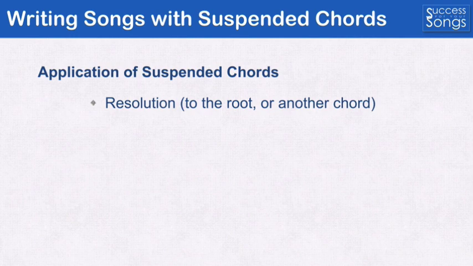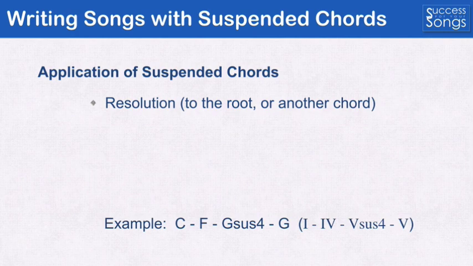Since chord progressions based on the 1, 4, and 5 chords in a major key are so common in popular songwriting, resolving a suspended chord to the 4 or 5 chord can also be an approach that you take with these kinds of chords. So this example is a C, F, G sus4, G progression, which is a 1, 4, 5 sus4, 5. So here we'll hear the sus4 chord resolving back to the 5 chord.